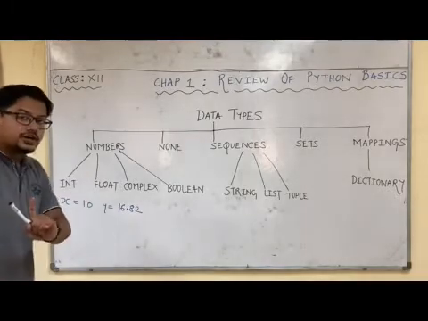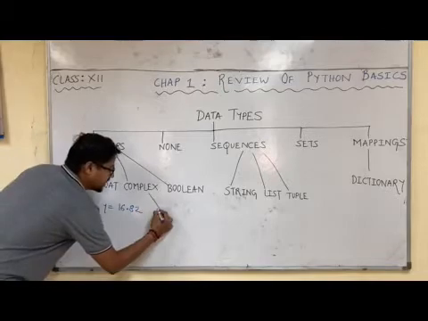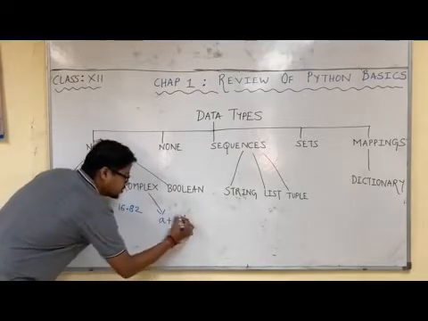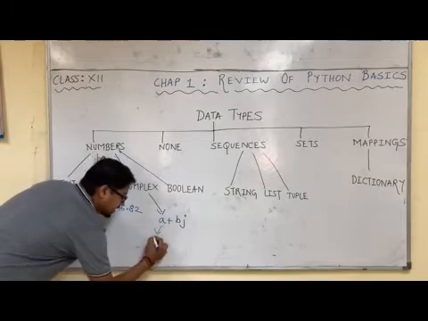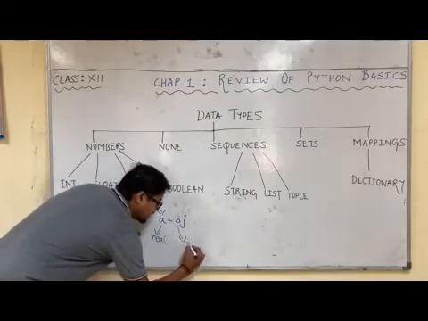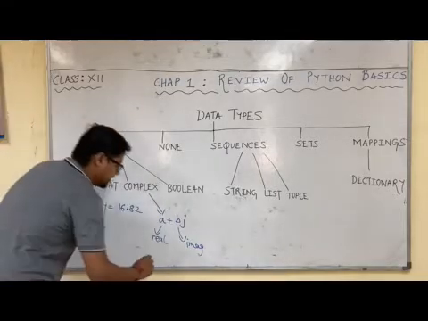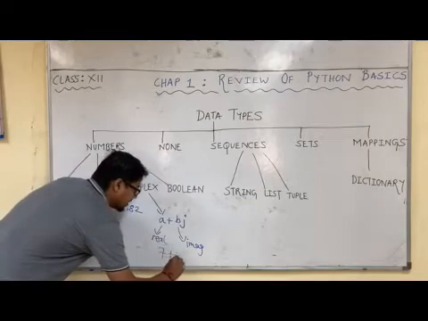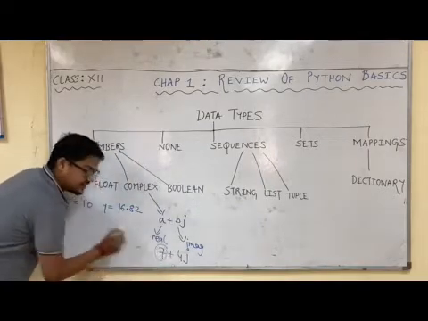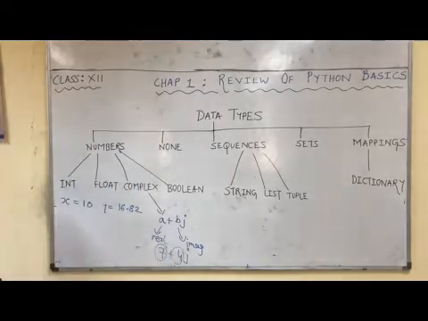Float. Do not forget students, complex numeric data type is of the form a plus bj, where a is the real part and b is the imaginary part. Suppose I take an example, say 7 plus 4j. So what is the real part? 7 is the real part. What is the imaginary part? 4 is the imaginary part.